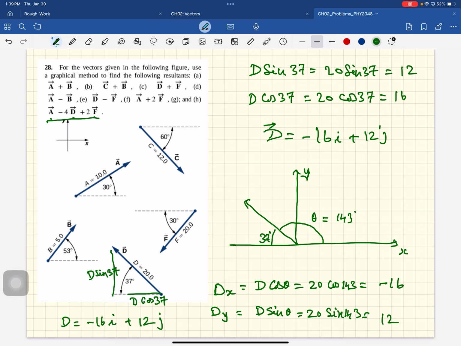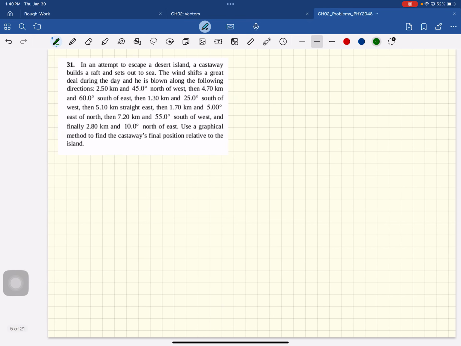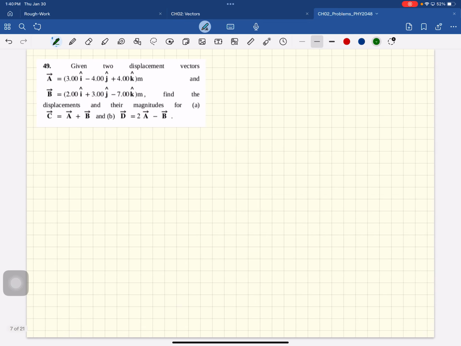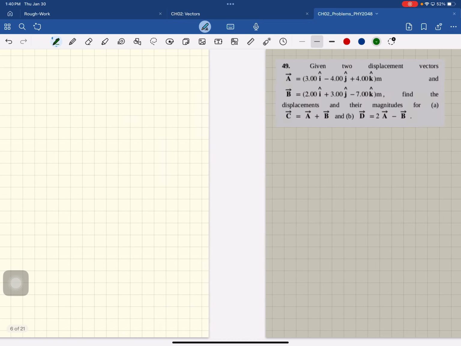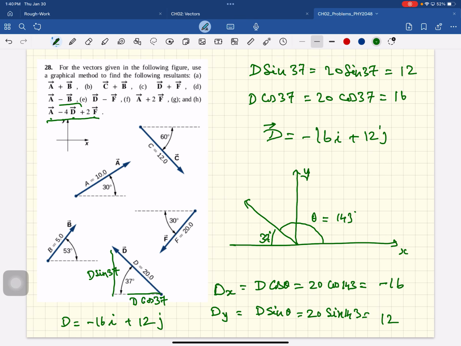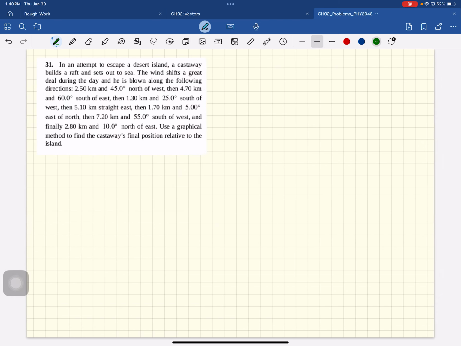Okay. This problem is similar to that. Does anybody want me to do one of these? I can do this, which won't take too long. Do you want me to do that? Everybody good with that? Okay. All right.